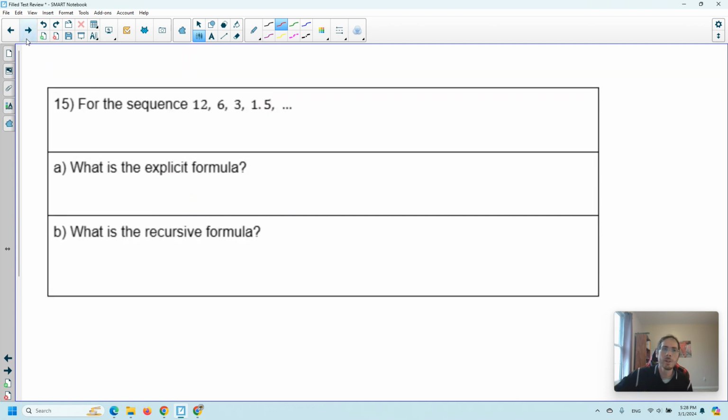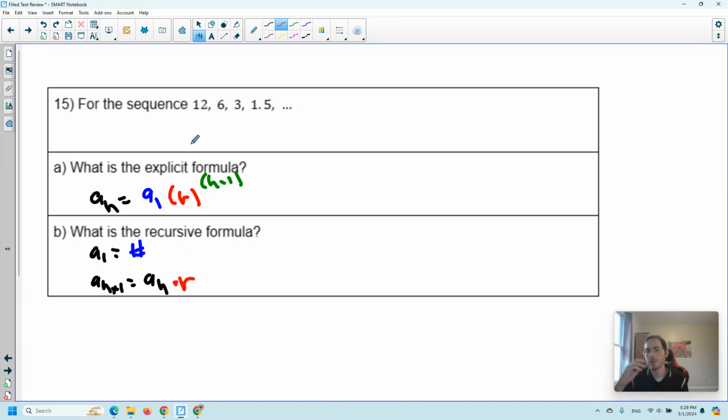For 15, we've got a new sequence. For the sequence, we have to give the explicit formula. So remember, the explicit formula is A sub n is equal to A sub 1 times r to the n minus 1 power. The recursive formula is the one where A sub 1 equals some number, and then A sub n plus 1 equals A sub n times r.